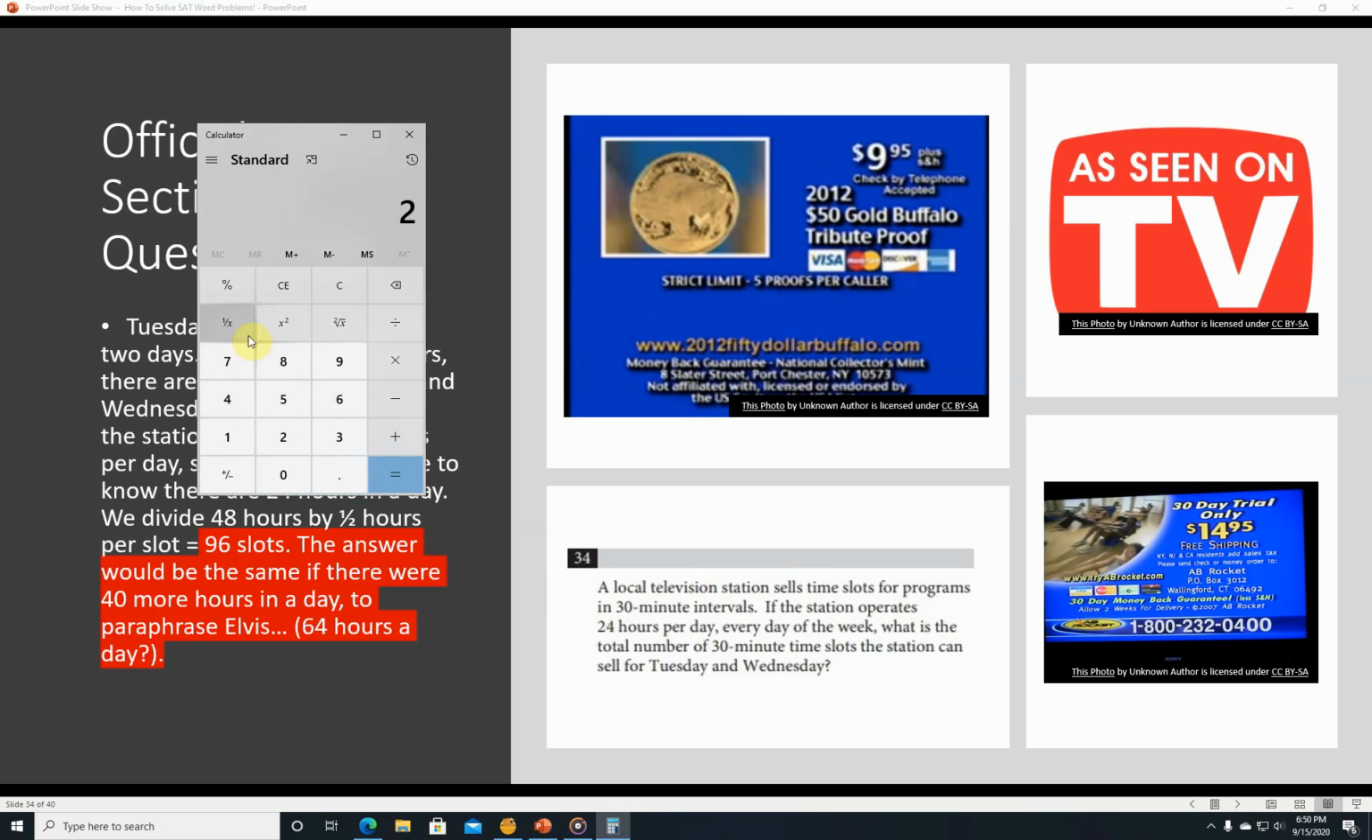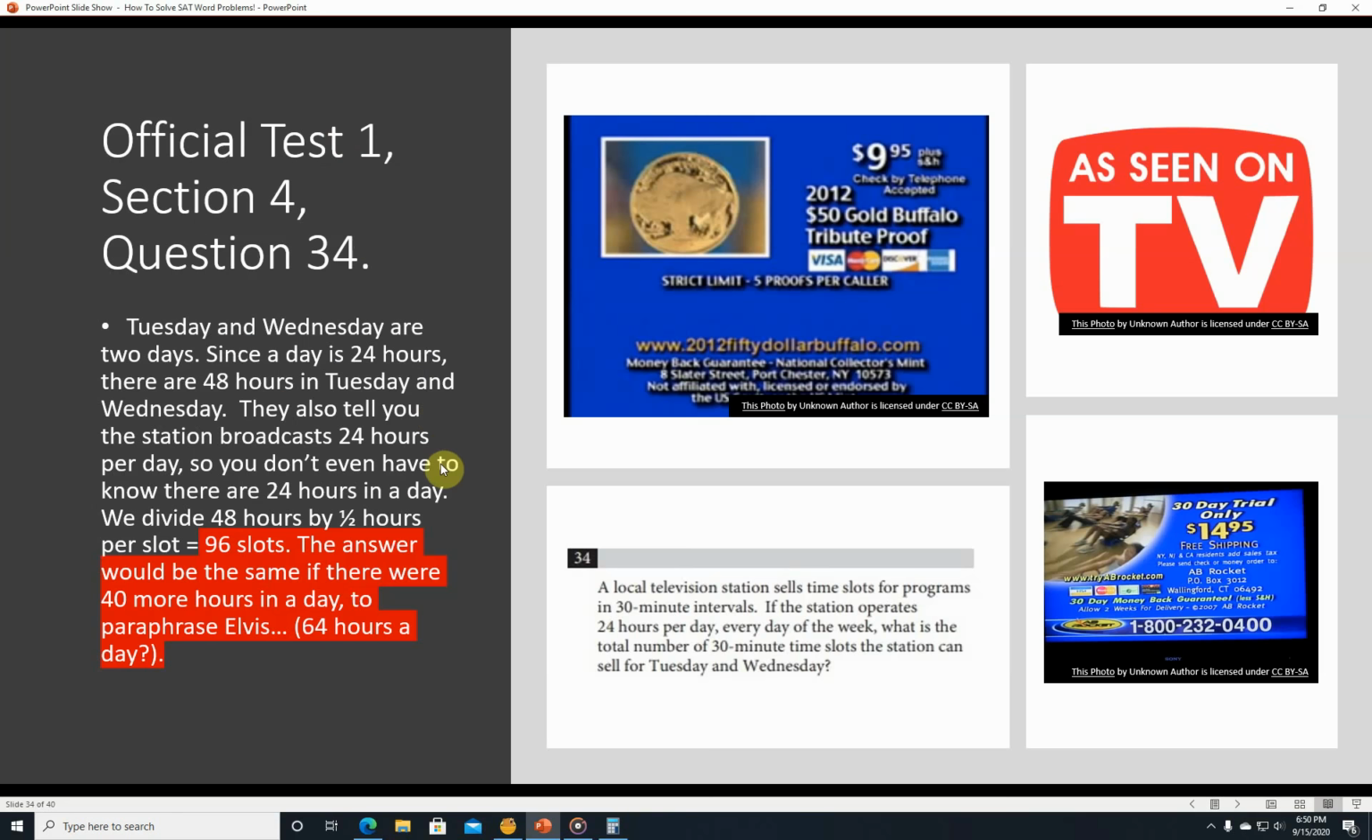But let's assume that you're under stress, you don't recognize that. You can just go 48 over half, which is 0.5, which is 96. If you're really having trouble, you could go, okay, 1 over 2 is 0.5, and then divide 48 by 0.5 and get 96. And hopefully at that point your brain will have awakened and be, oh, right.